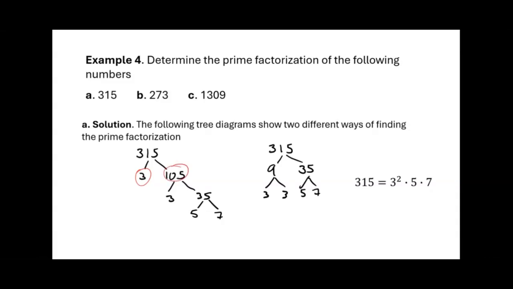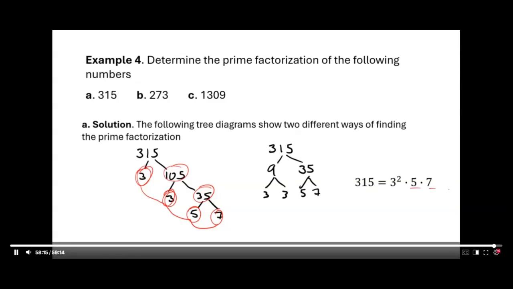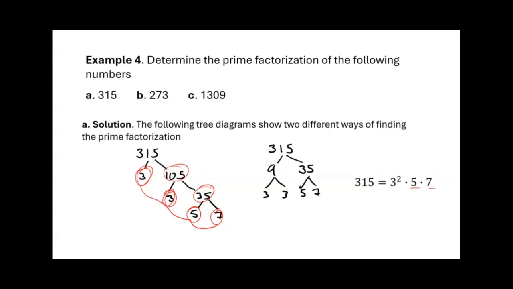And then you continue dividing by 3. This is divisible by 3, and you get 35. And 35 is not divisible by 3, but 35 is divisible by 5, and it is equal to 5 times 7. So these factors are my primes. Each of these are prime numbers. So 315 is equal to 3 squared times 5 times 7, because I had two 3s, one 5, and one 7.